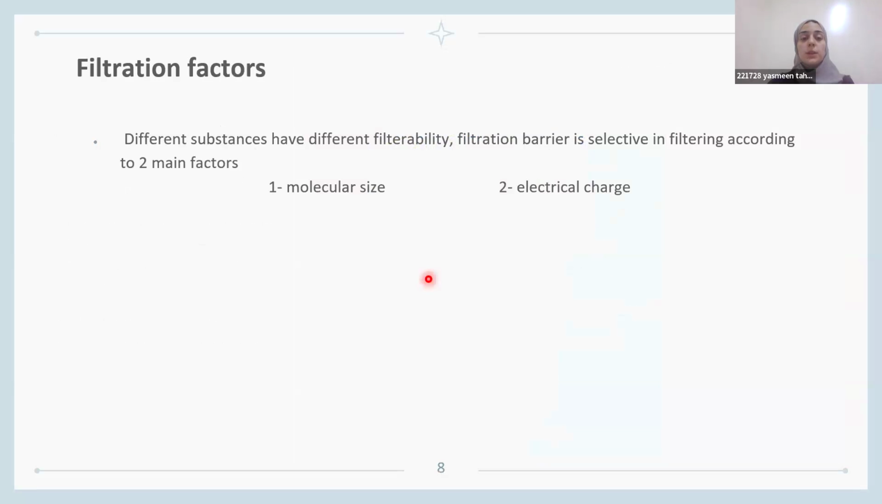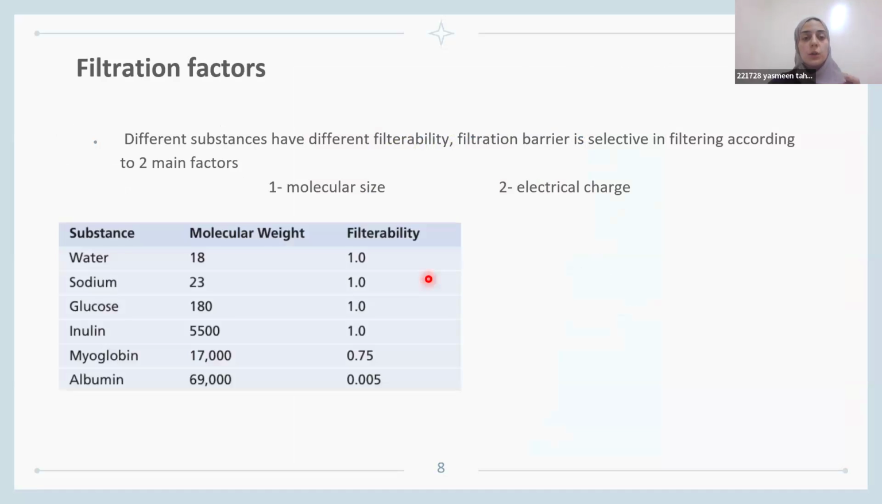Now, I mentioned multiple times that it's negatively charged. Why does that matter? First, let's talk about the two most important filtration factors in filtering any substance, any solute, any molecule. One is the molecular size, and the second is the electrical charge. Molecular size kind of makes sense: the bigger the molecule, the less the filterability, the less easily it is filtered.